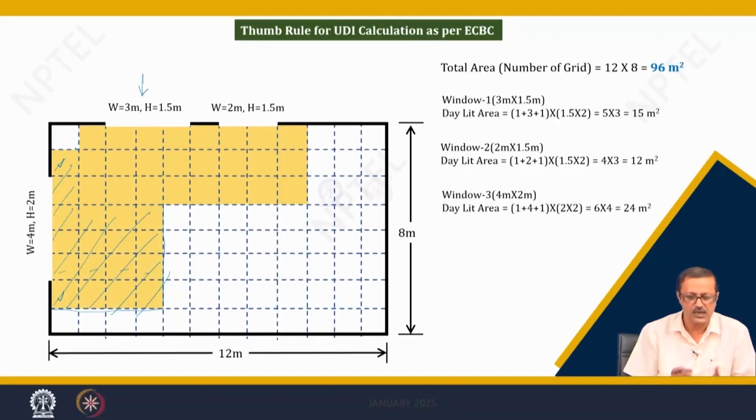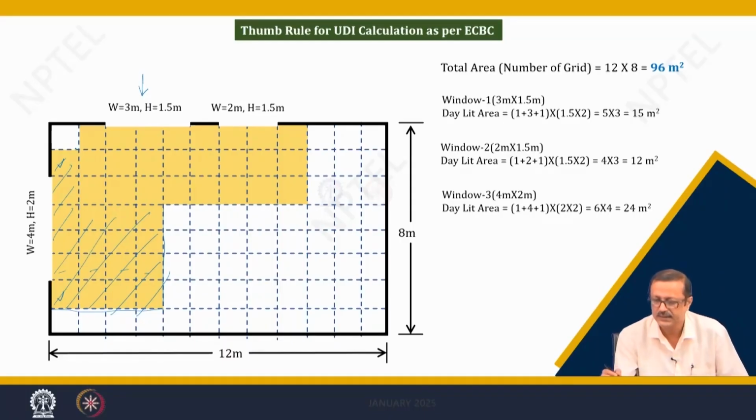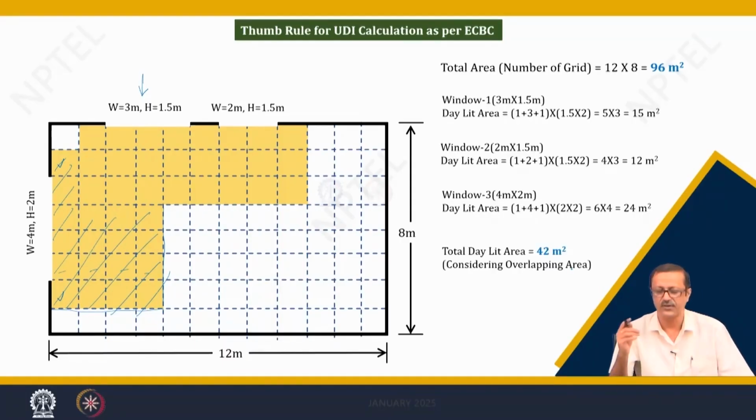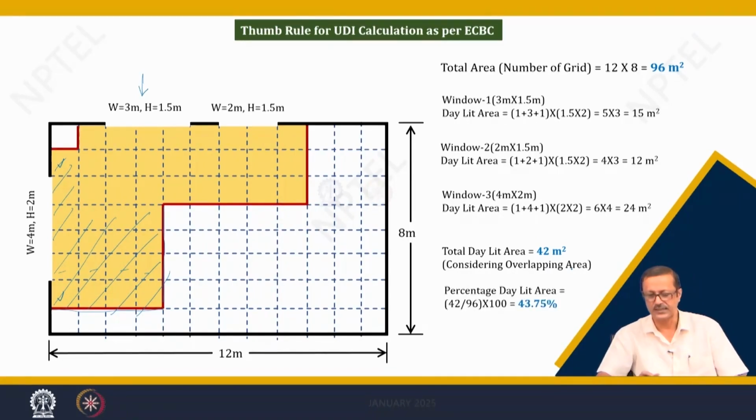Now you count how many squares are illuminated. So, this 3 I have counted. So, the total daylight area is 42 square meters. These 42 boxes or squares are illuminated by virtue of that thumb rule, the 2h and 1 meter rule, and so it is 43% only.